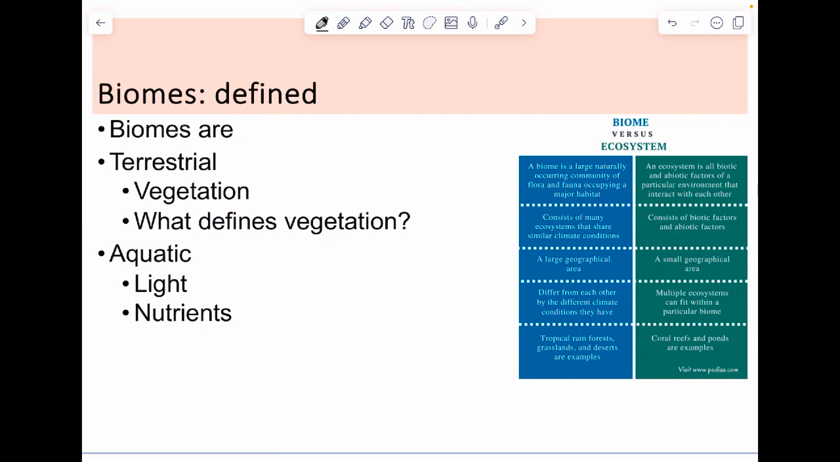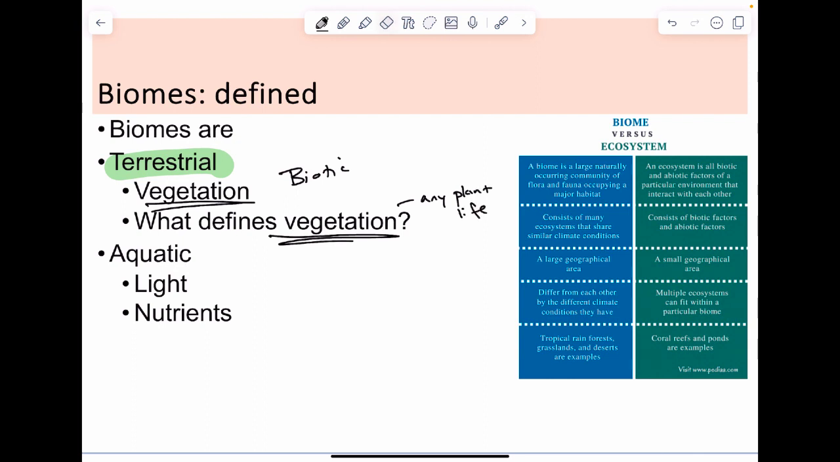So when we start looking at biomes, which are defined by a whole list of factors, we typically see them dealing with plants. So we actually look at biotic factors. So we look at what type of vegetation there is. And by vegetation, what we mean is any plant life. And so for things that are terrestrial, it's the plants that actually are the big driver, not necessarily the water or the temperature, which is kind of a weird thing to say. When we look at things that are aquatic, it's light and nutrients. So where's the food coming from?